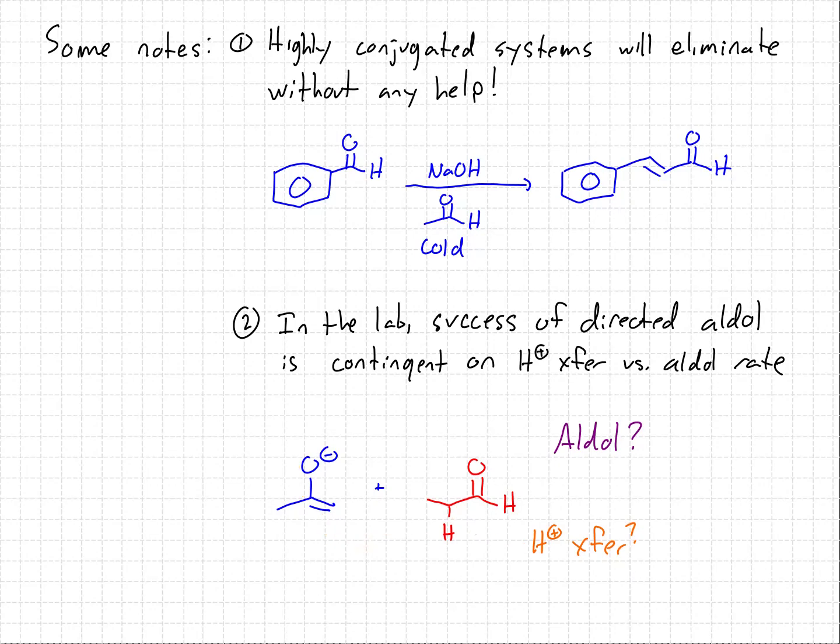The relative rates of these two processes is what determines whether or not we will be successfully able to do the directed aldol addition. For our purposes, we're going to assume the aldol reaction can be favored somehow by tweaking experimental conditions. This is an issue you would deal with in the lab. On paper, we will always assume these work.